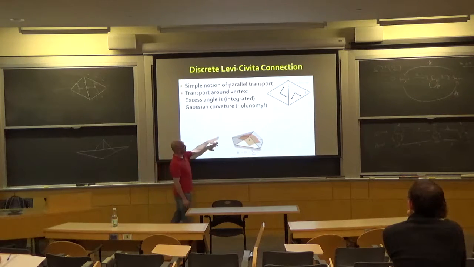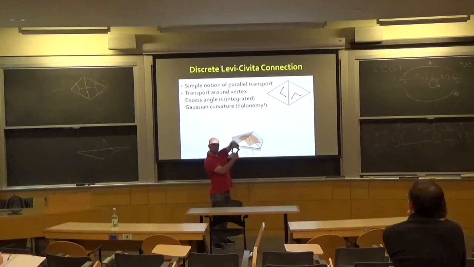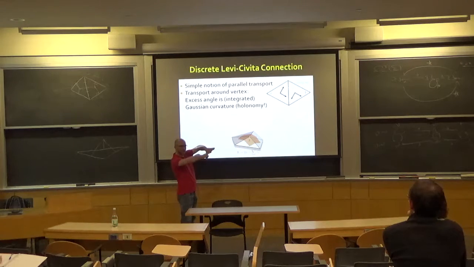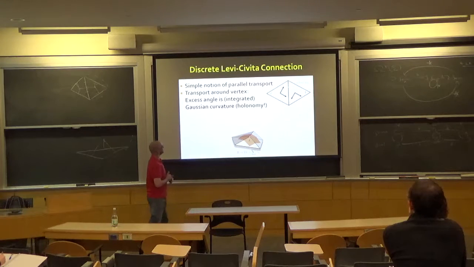Because what happens in parallel transport? Well, clearly, if you have 2 triangles that are in the same plane, then parallel transport should just be scooting it around, right? So the easiest way to generalize that is, again, you hinge it, you move, and then you hinge back. And this is what we call the discrete notion of parallel transport.